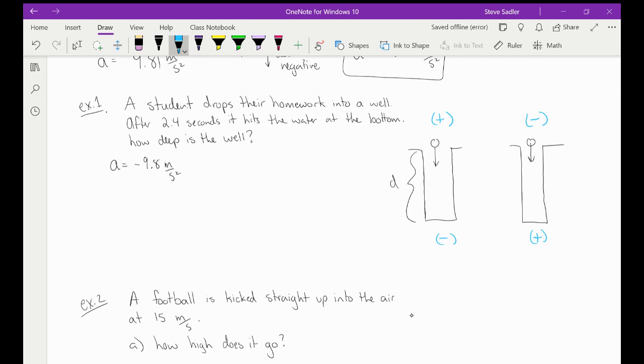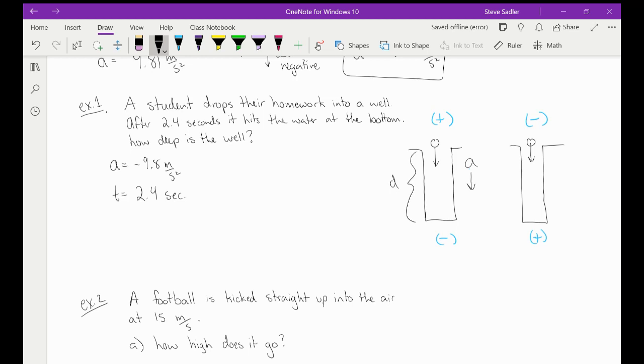So our acceleration acts downwards, therefore acceleration will be negative, which I've put right there. Okay, that's my little spiel on: you set the direction, just be consistent with it. What else do we know about this? Well, we know the time. It took the homework 2.4 seconds to hit the bottom. And that seems to be it.